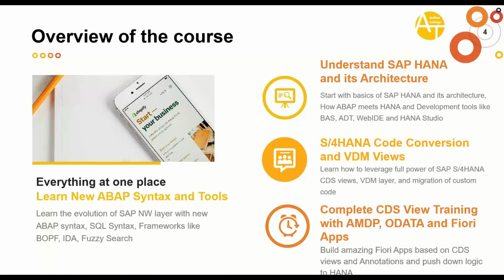Then you will learn new ABAP syntax and features with NetWeaver 7.5. You will learn the frameworks like BOPF, integrated data access with ALV, and fuzzy search. Overall, you will also learn the architecture of SAP HANA database, how it works and how HANA influences your programming on the ABAP side. We'll also start with the basics of SAP HANA and its architecture in this training. So if you never had experience on HANA, it doesn't matter, because we're going to cover an introduction of SAP HANA and also HANA related techniques like modeling and SQL scripting as part of the training.